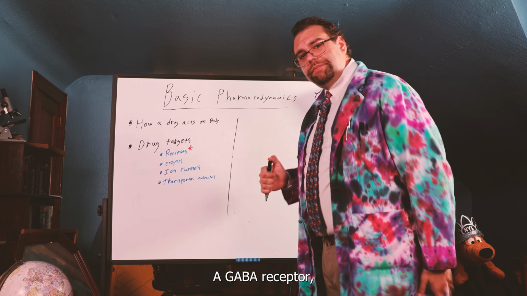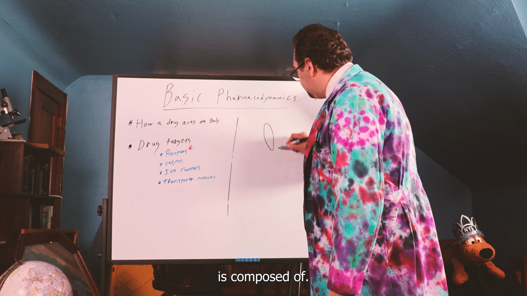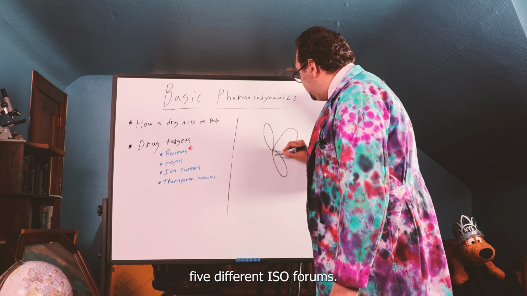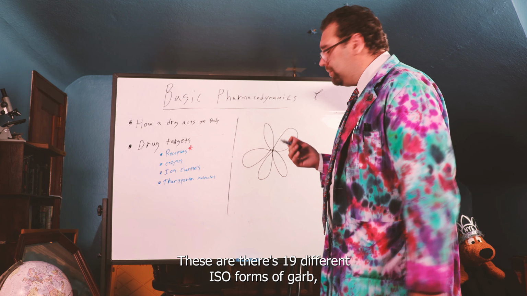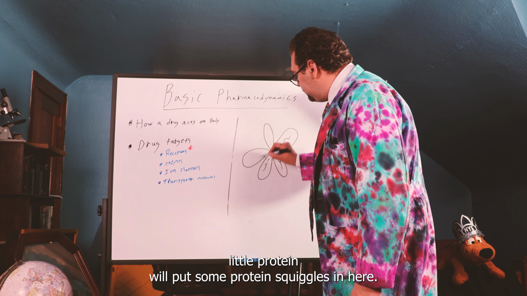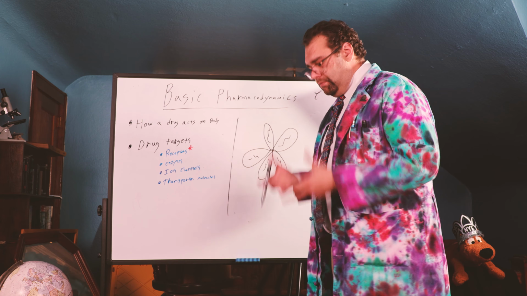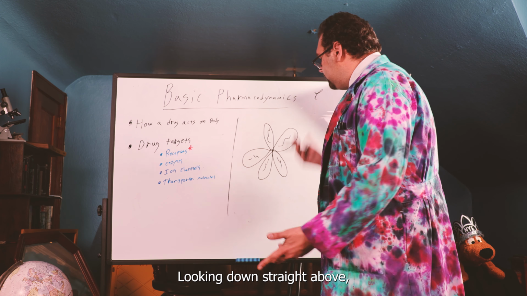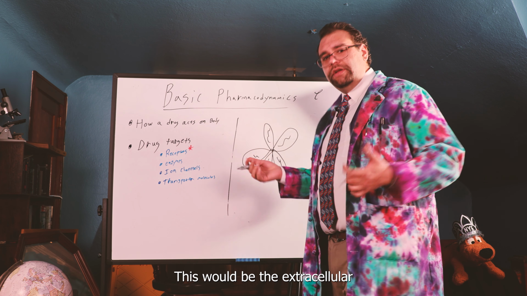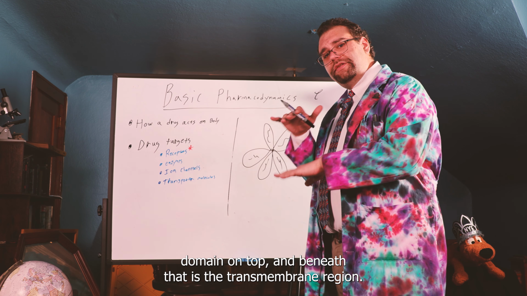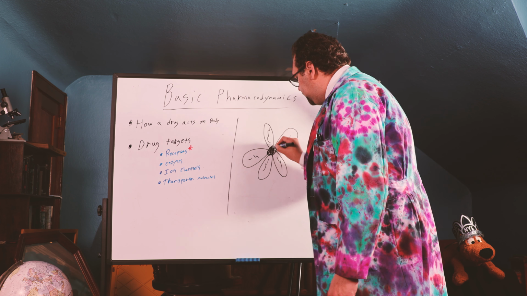A GABA receptor, it's actually an ion channel, a chloride channel, composed of 5 different isoforms. There's 19 different isoforms of GABA. A little protein, we'll put some protein squiggles in here. This is what it would look like looking straight down from above. There are actual images you can look up, X-ray crystallography, stuff like that. This would be the extracellular domain on top, and beneath that is the transmembrane region. So this actually creates a chloride channel.